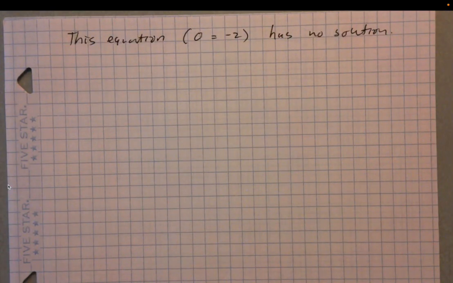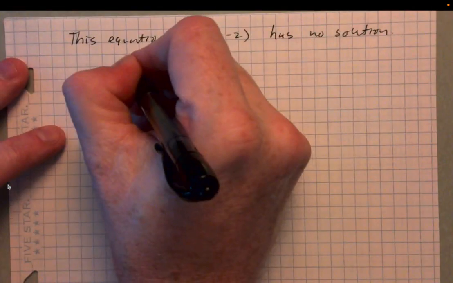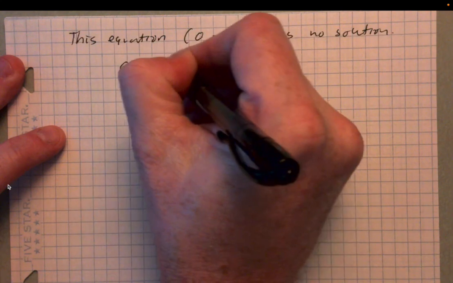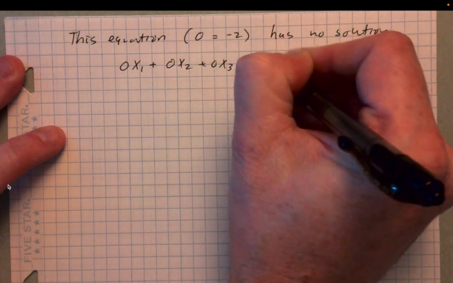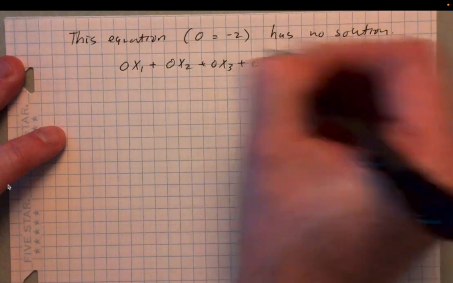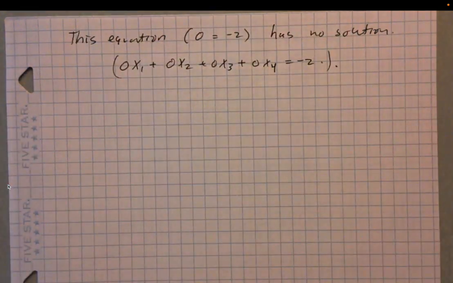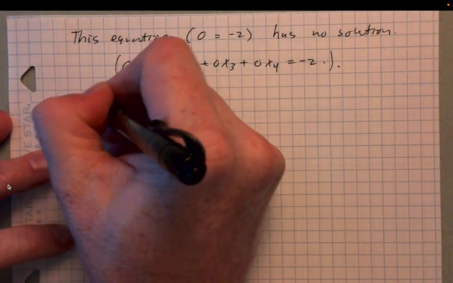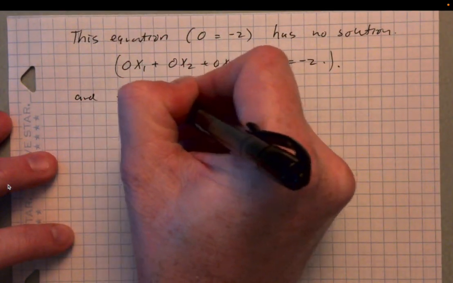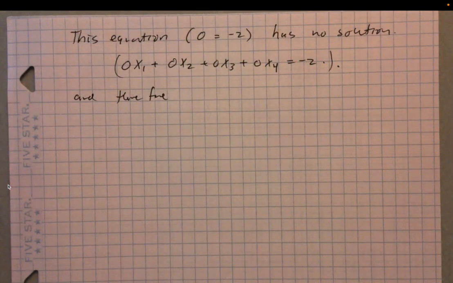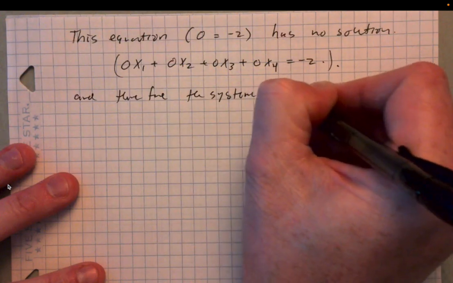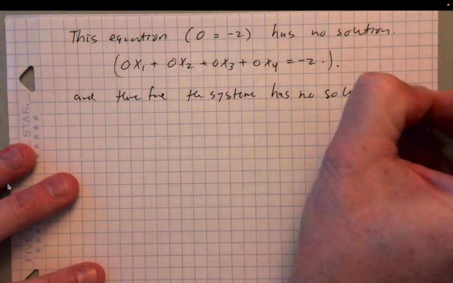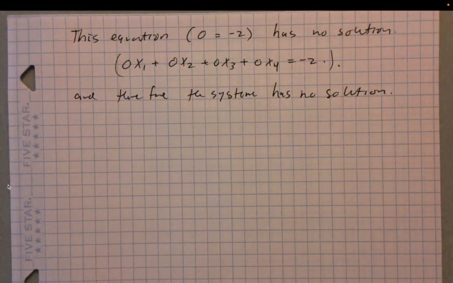And when I say 0 equals negative 2, let me just make sure that that's clear. 0x1 plus 0x2 plus 0x3 plus 0x4 equals negative 2. That's really what we're talking about. So that equation has no solution, and therefore the system has no solution.